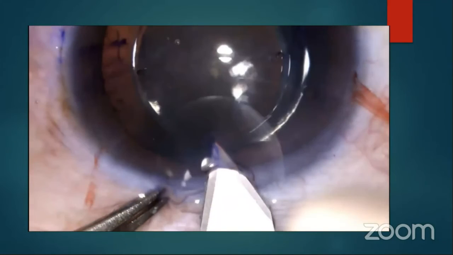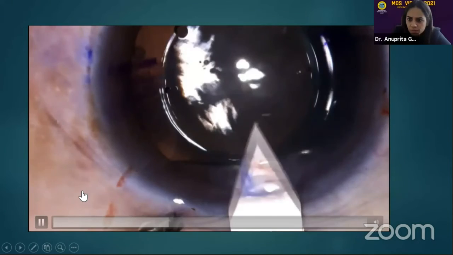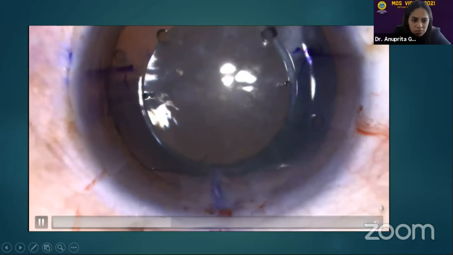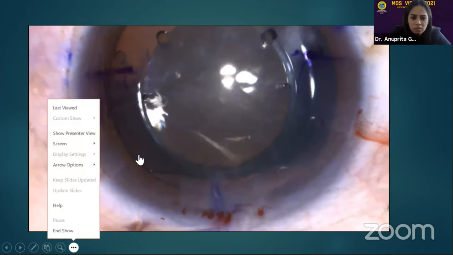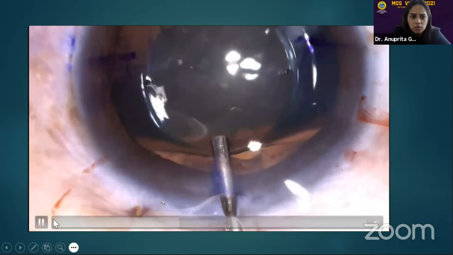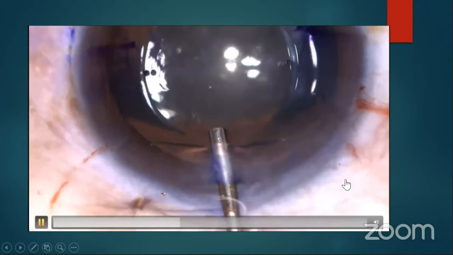Dr. Anuprita, the voiceover is not very clear. You can mute it and you can speak. Okay. On the right hand corner is the mute button.